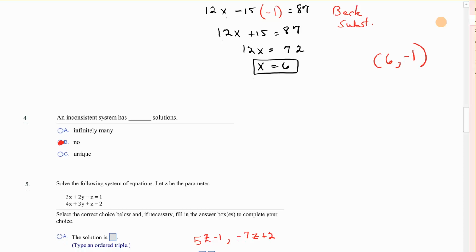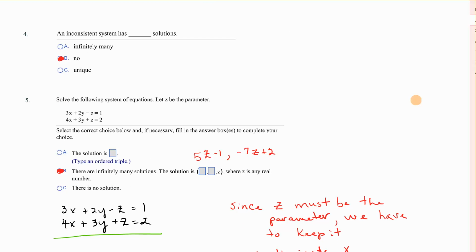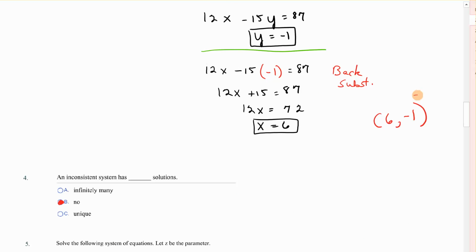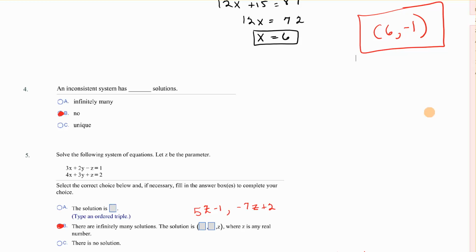An inconsistent system has how many solutions? None. It has no solutions. So there's three possibilities when you do solve a system. You can get a unique solution, which is what we got here. You can have infinite solutions when you end up with the same line, or you can have no solutions where they are parallel and they will never intersect.